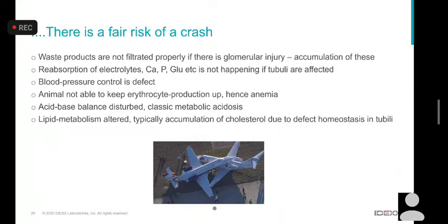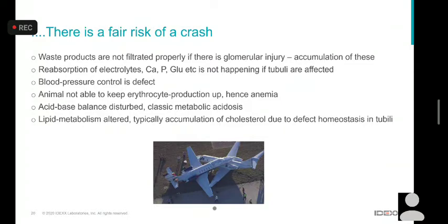and you very often see secondary non-regenerative anemia because there is not enough EPO to keep the erythrocyte production up. You may very well see a classic metabolic acidosis because the acid-base balance is disturbed, and your lipid metabolism is altered, typically with accumulation of cholesterol, at least if you have protein loss in your kidneys. So a lot of things crash in these patients. Therefore, a renal patient is a complex patient to diagnose and to monitor as well.